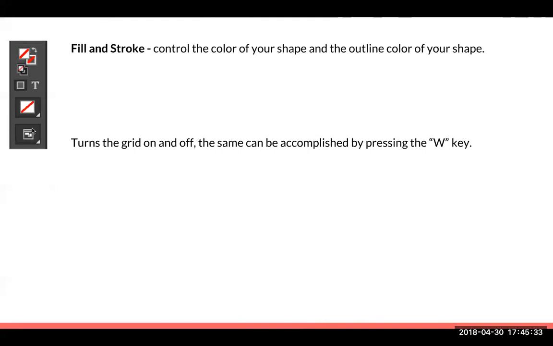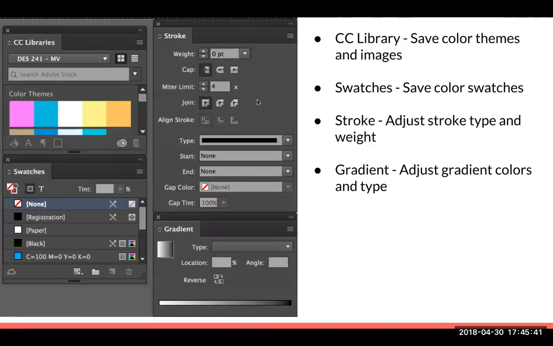And then down here, you can turn the grid on and off, and then the same thing can be accomplished by pressing the W key. Again, just not in a text box, or you'll just type a W.